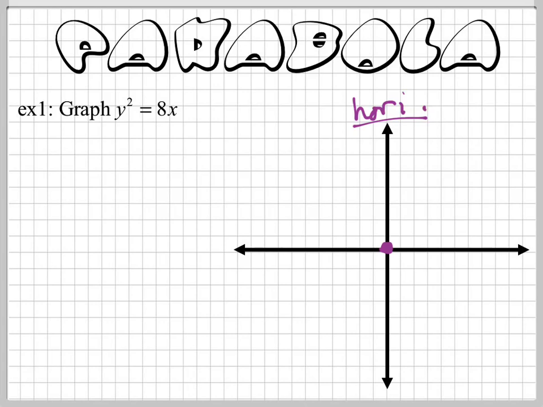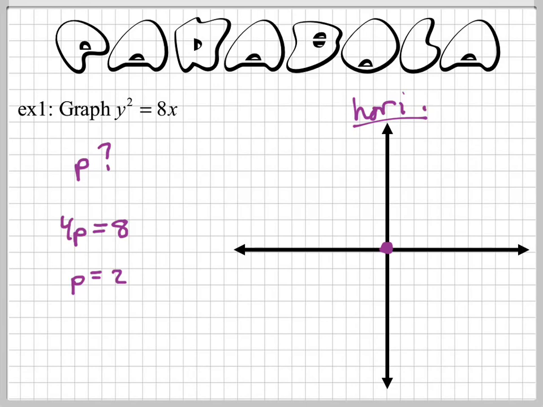And now what we need to know is what the p is. Because if we know what the p is, then we can know if we're supposed to count to the right or if we're supposed to count to the left for our focus point. So this is what you do. You look at the side that doesn't have this squared, and you take whatever is the coefficient, which is the 8, and you set that equal to 4p, right? Because that was in our equation. And so we find out that p equals 2.